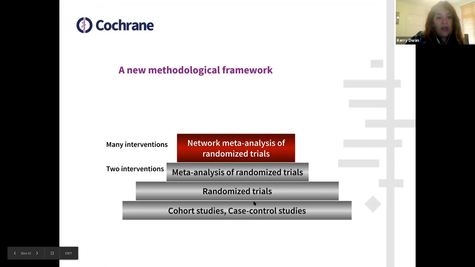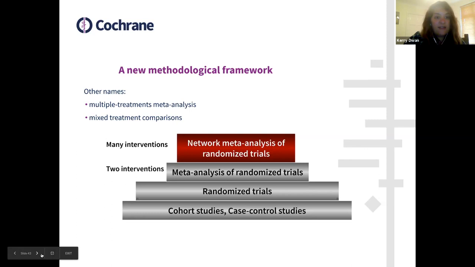So really it's an extension of the systematic review that Rebecca went through, and it's just a statistical component of a standard intervention review. So in standard intervention reviews, we normally have pairwise meta-analysis, so comparing treatment A versus B, but network meta-analysis takes into account many different interventions. And in the literature, it's also referred to as multiple treatment meta-analysis or mixed treatment comparisons as well. So if you see any of these names, it's all referring to the same thing.